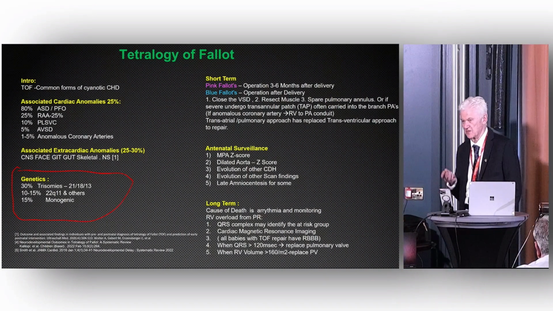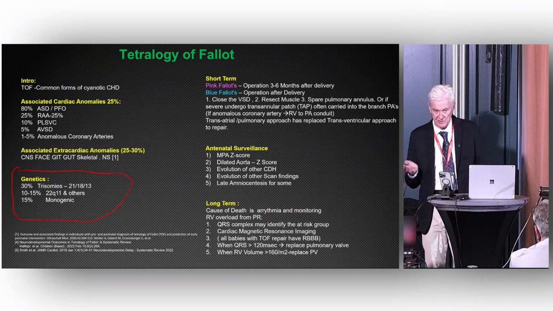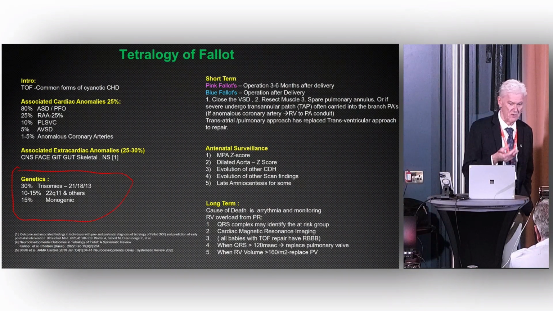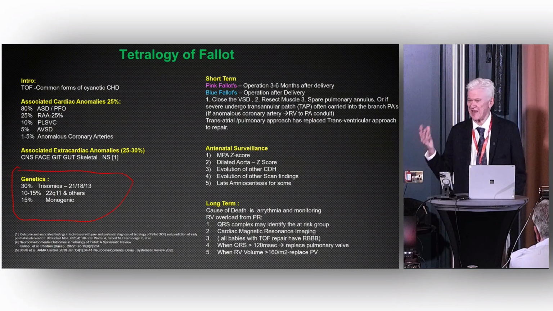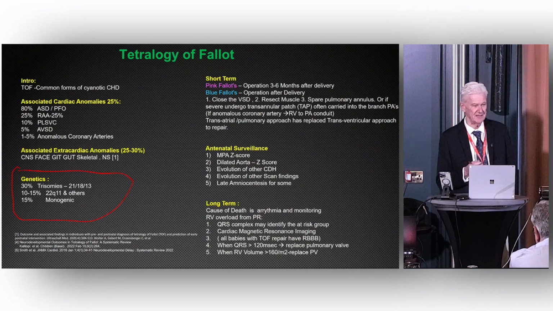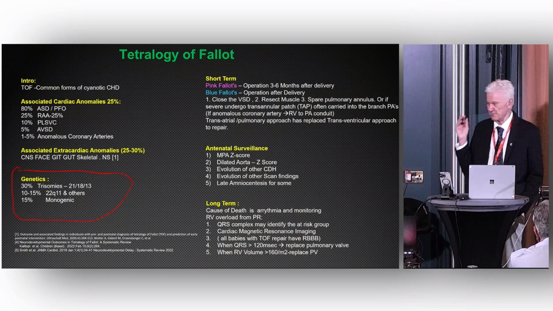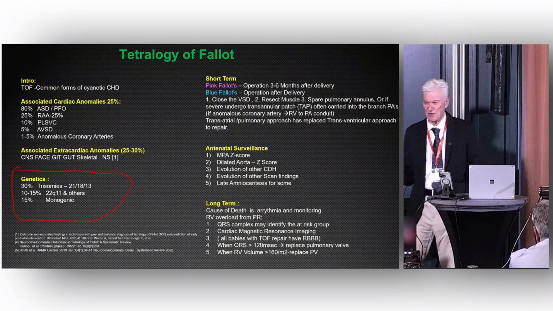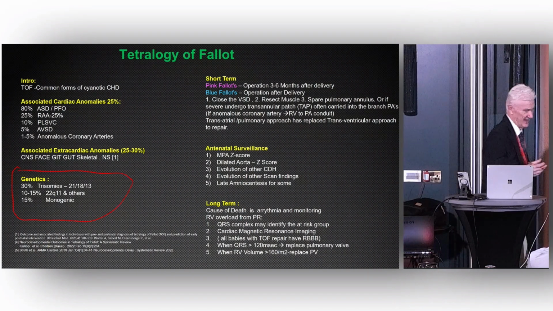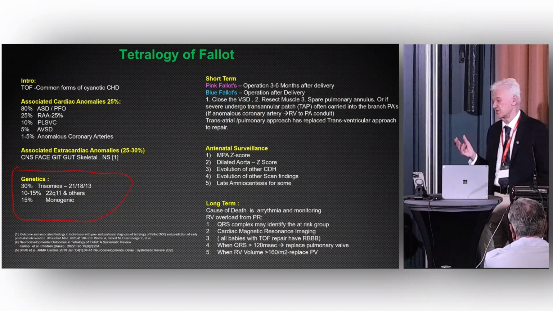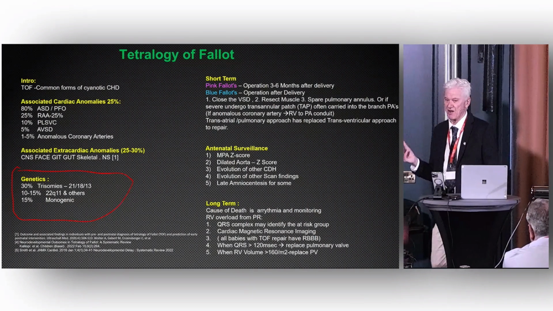Tetralogy of Fallot is one of those common cardiac causes of cyanotic heart disease. But most of the Fallots that we see have good-sized PAs. And having said the word PAs, pulmonary artery, everything to do with Fallot, in terms of the classification, the diagnosis, the management, all circles around the pulmonary artery.